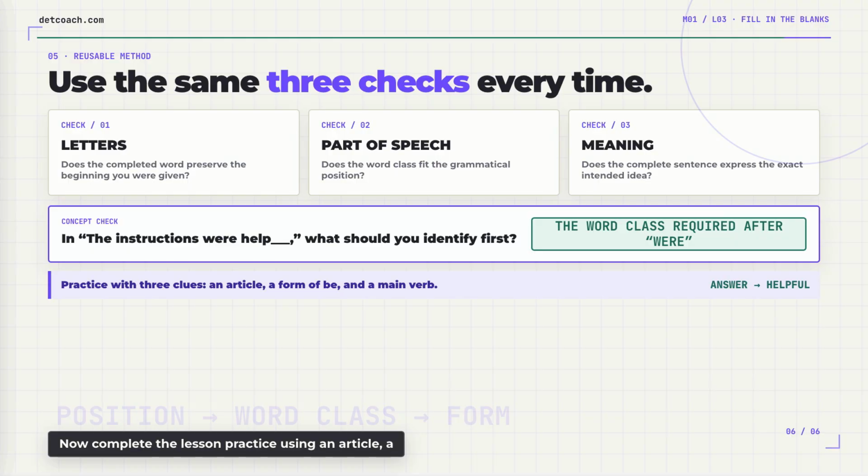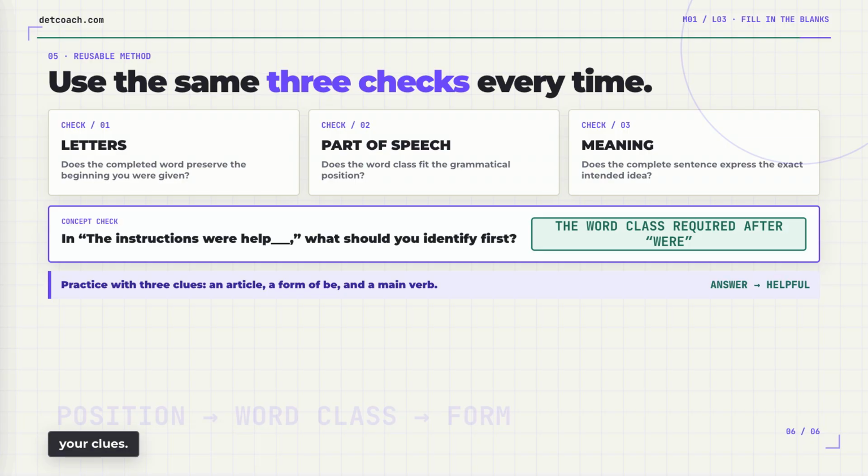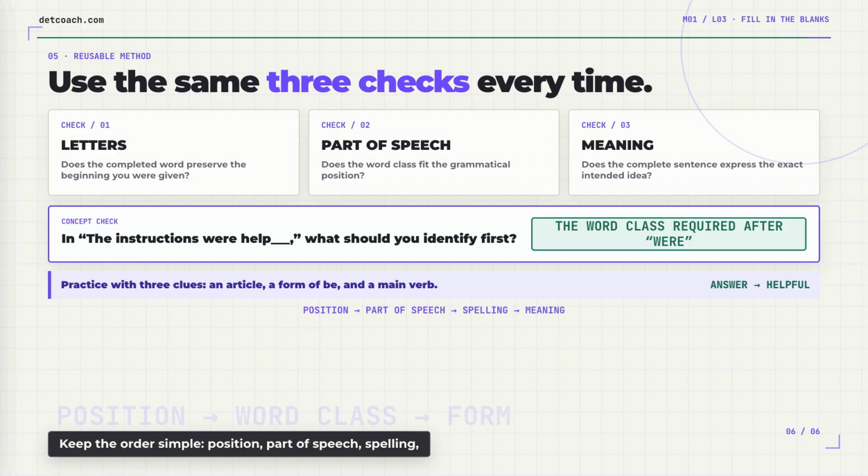Now complete the lesson practice using an article, a form of be, and a main verb as your clues. Keep the order simple: position, part of speech, spelling, and meaning.